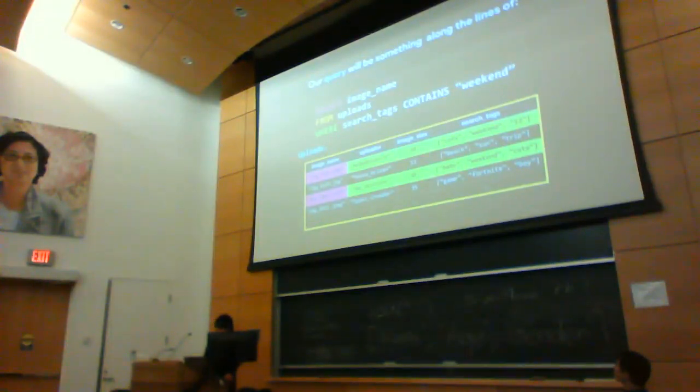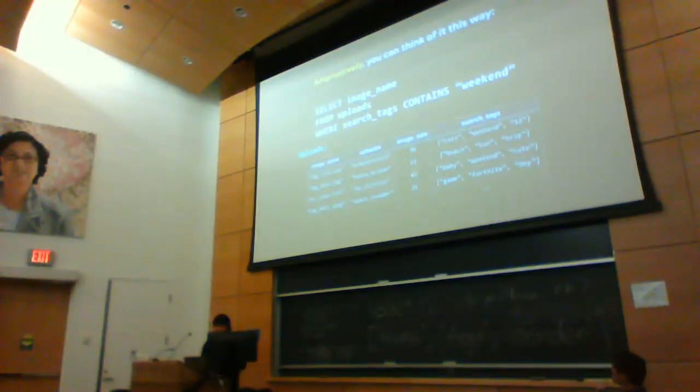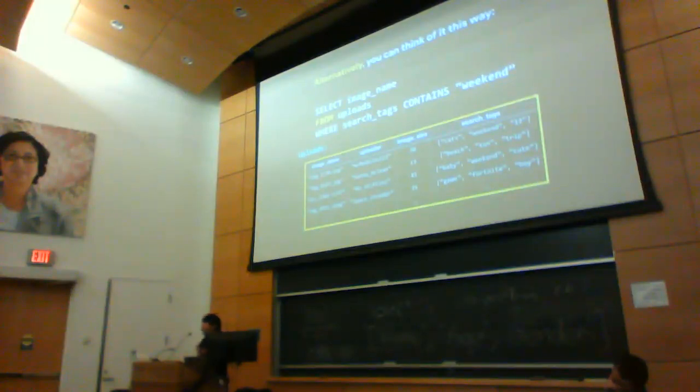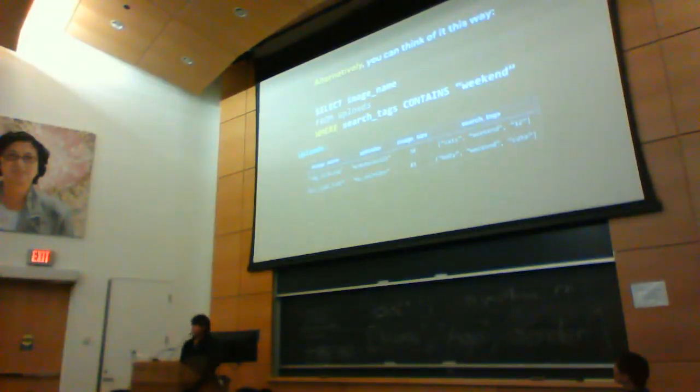So if you're being asked to trace a query, think of it this way. Given our query, in this case, select image name from uploads where search tag contains weekend, the first thing you want to look at is the from block, because that tells us what table we're selecting from. We can't do anything until we have a table to begin with. So this from block is our starting point. It tells us we're starting from this table. And then we care about the where block next. We want only the entries where this condition is true. In this case, we want only the entries where search tag contains weekend. So that narrows it down a little bit to just these two entries.